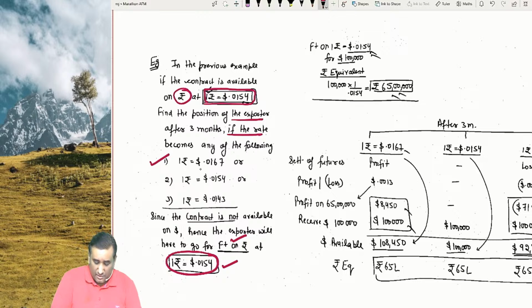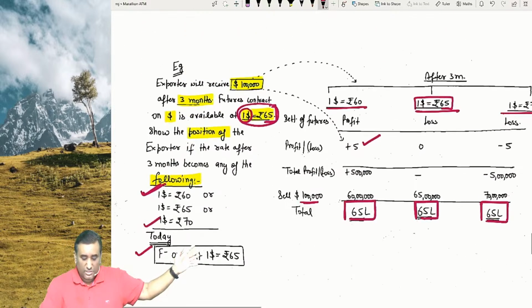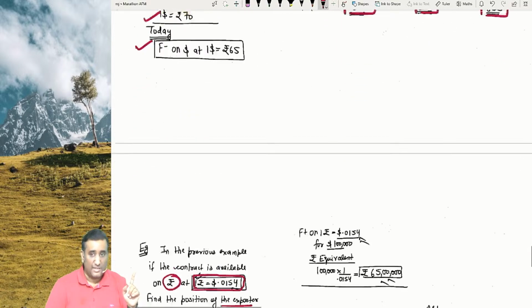Share price became $0.0167. Went up or went down? Up. Profit or loss? Profit. How much profit? 0.0167 minus 0.0154, 0.0013. The only difference in the previous and this example is, previous example even 7th class, if you tell him I am promising 65, market is giving how much should I? 5 rupees. 5 into 1 lakh dollar, 5 lakh. Exactly thing is happening here also.